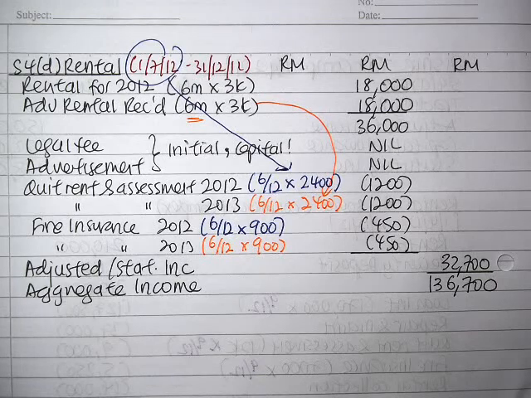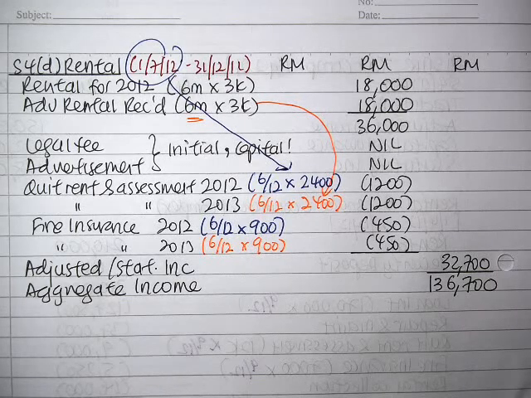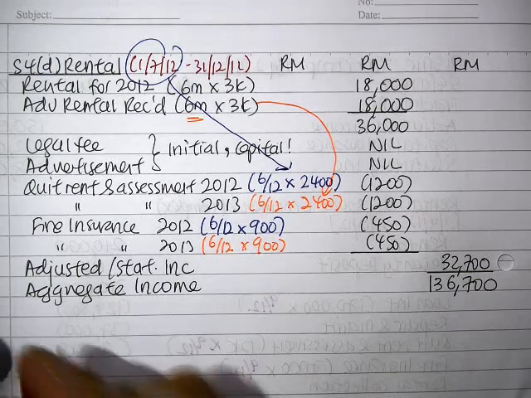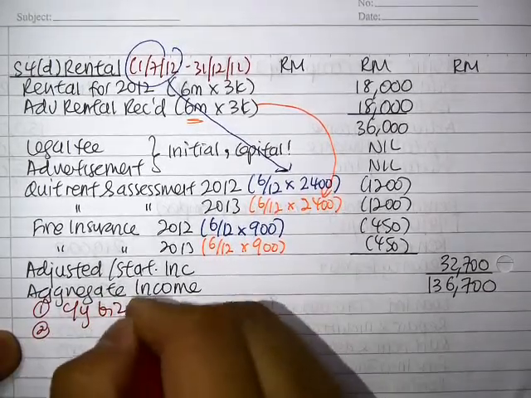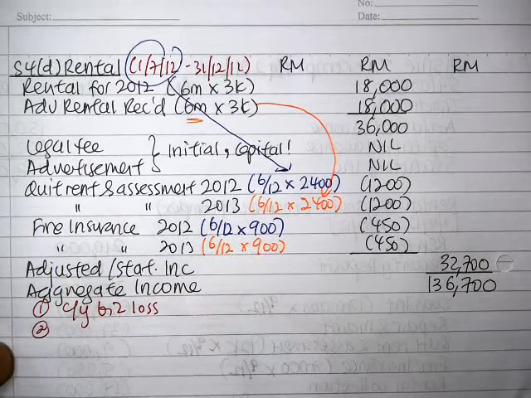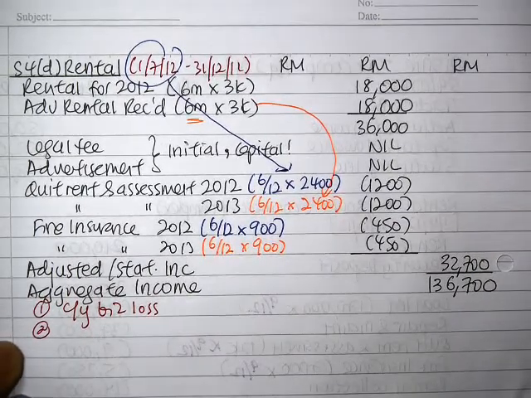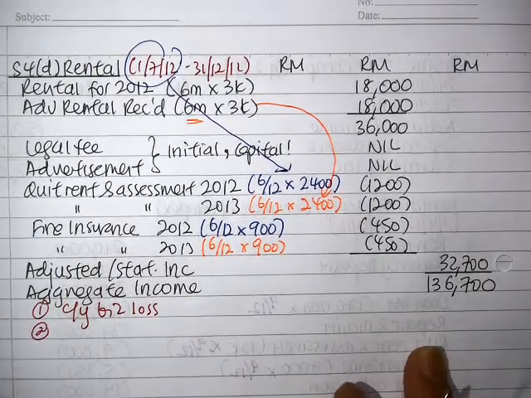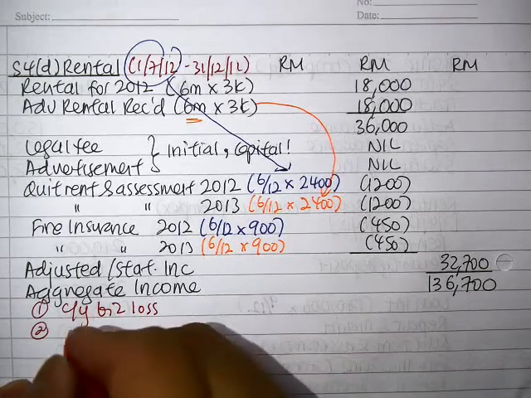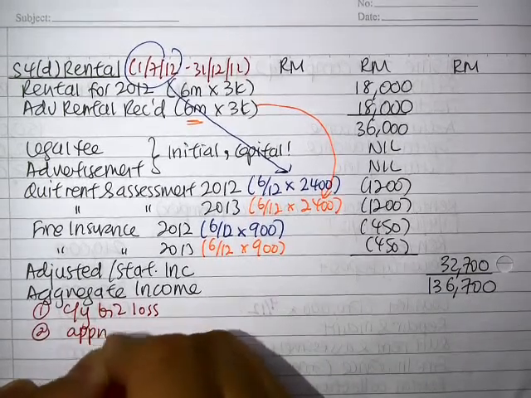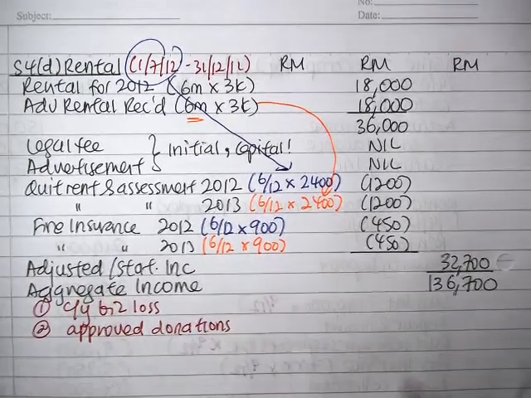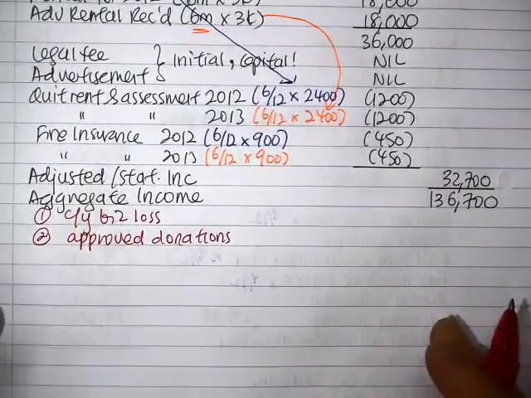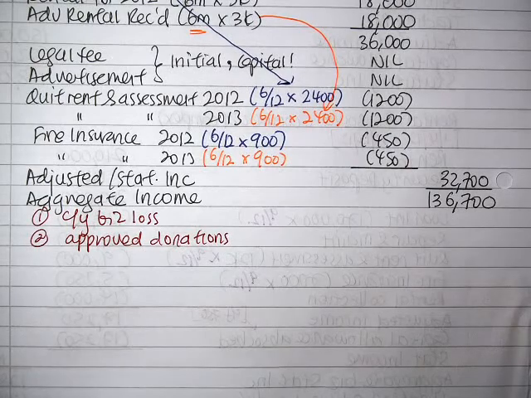Now you're going to minus two things, so just get it a habit, okay? So to always remind yourself that the first thing is the current year business loss. If you do have it, then you're going to claim here, but we don't see a loss in this case, so not in this case. And then the approved donation. So these are the two most common things that we normally will get for the adjustment.